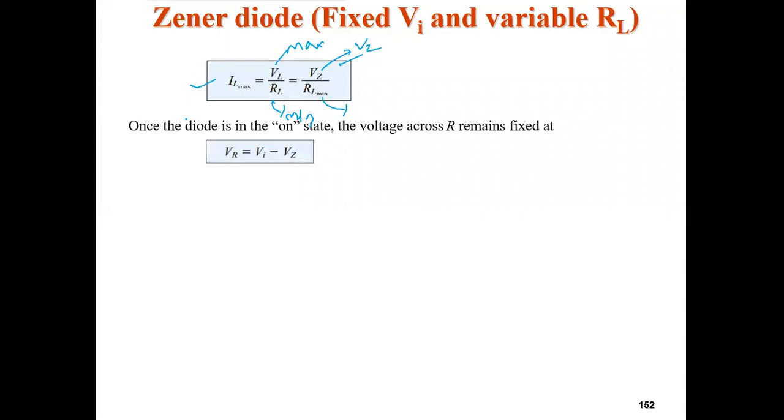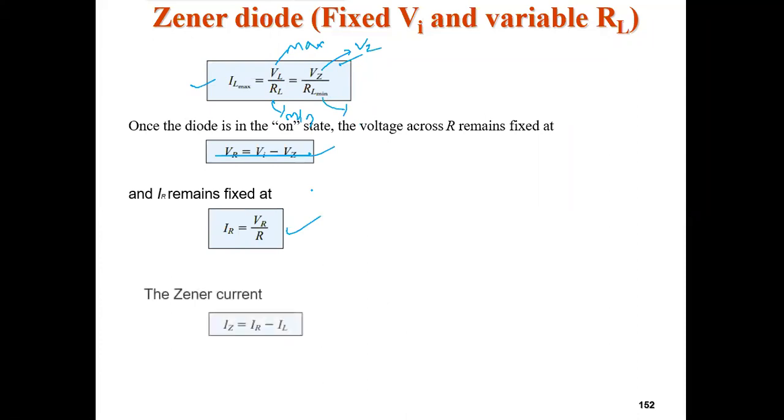And your VR will be equal to Vi minus Vz. And your IR will be equal to, this thing is simple, we are already doing it in the last two problems. I know that the general current equals your resistor current minus the load current, because it is branching there. Then I will find out.